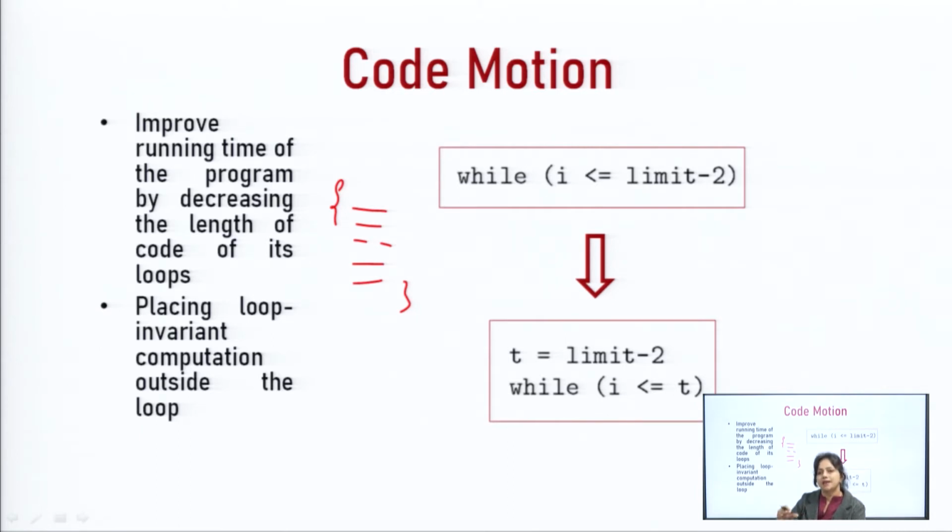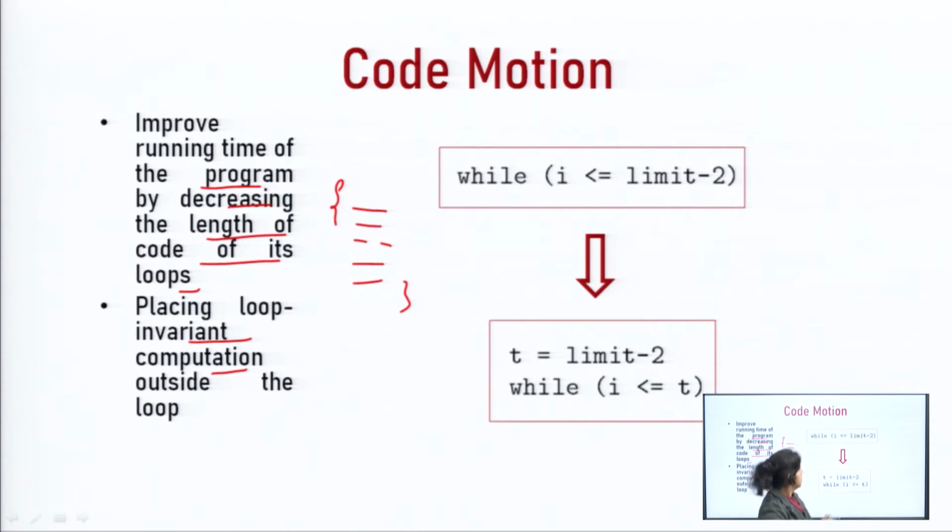Such statements can be kept outside the loop, and in turn they will reduce the running time of the program. So, it improves the running time of the program by decreasing the length of code of its loop. So, we will place loop invariant computation outside the loop.